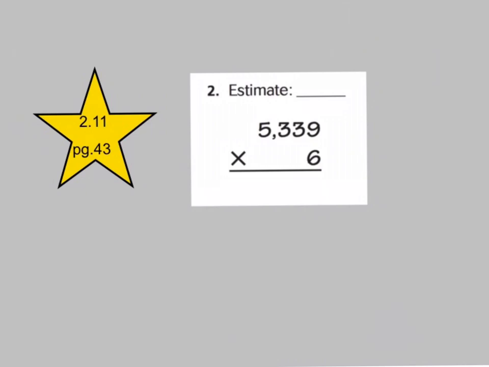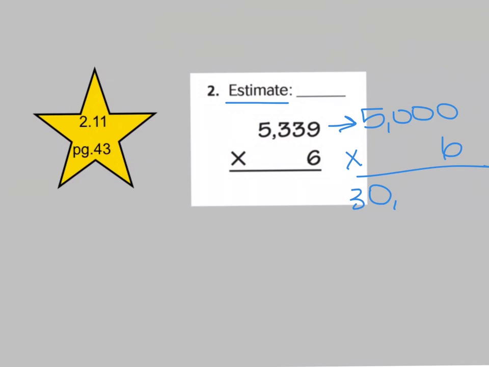Like we've done in previous problems, we're going to go ahead and estimate first. To estimate, we're going to round our largest factor, which is the 5,339. That rounds to 5,000. We're going to multiply that by 6. And we know, because we know our basic facts and we know our place value, that's going to get 30,000. So go ahead and put your estimate up top. And now we're ready to tackle the next step.